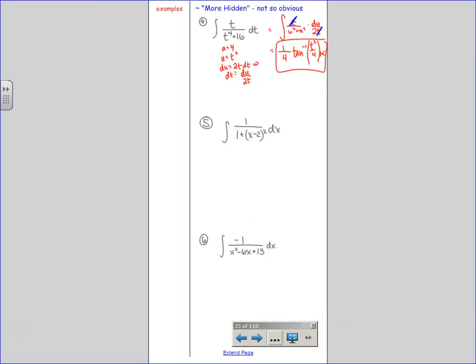The next one, why is it more hidden? Ew, there's an x minus 2. Yeah, but it can still be a u, with a du that doesn't make too much mess. A is just 1. Well, that's kind of nice. So I can actually rewrite this to be 1 over a squared plus u squared du, which takes us back to 1 over a, which is 1, tangent inverse of u over a, x minus 2.